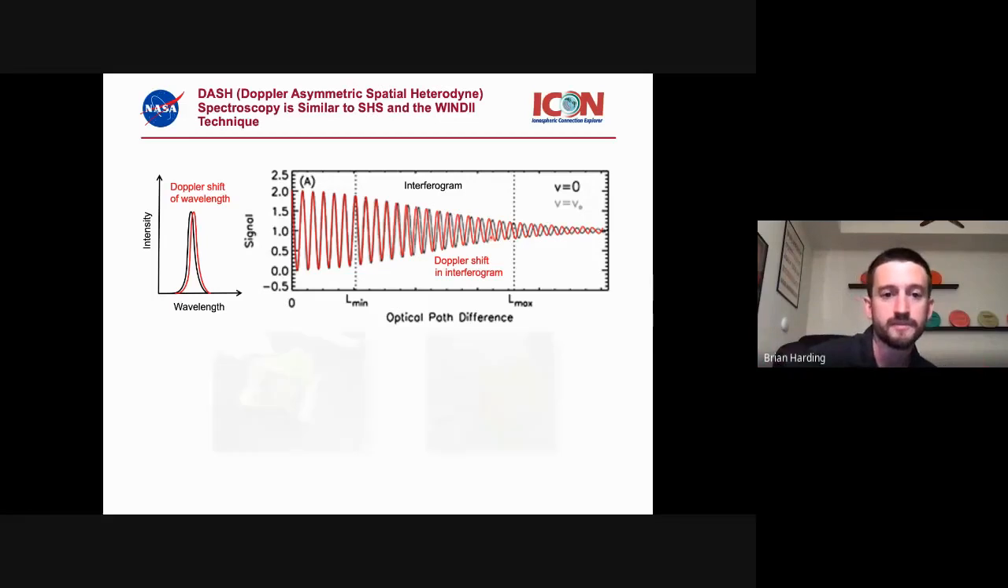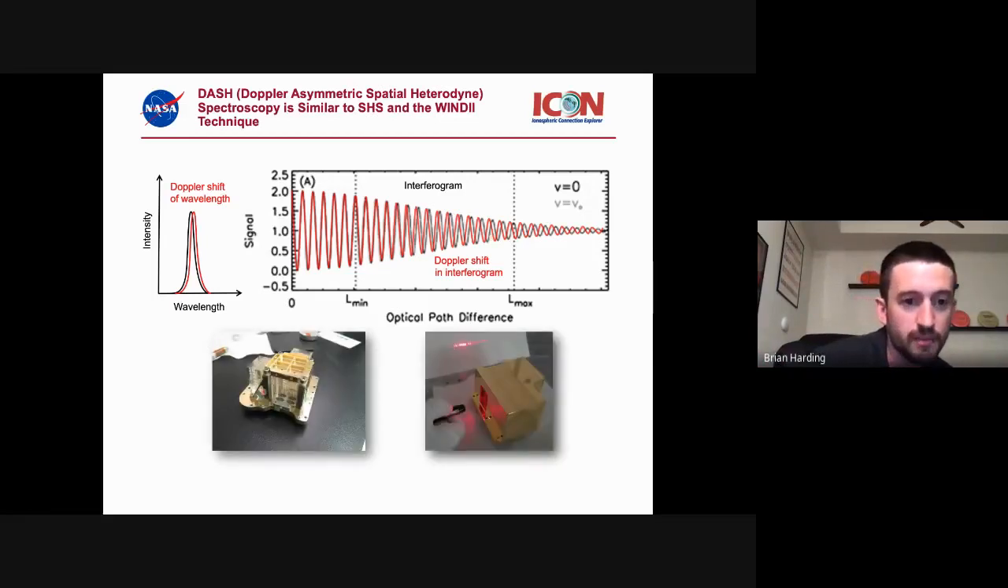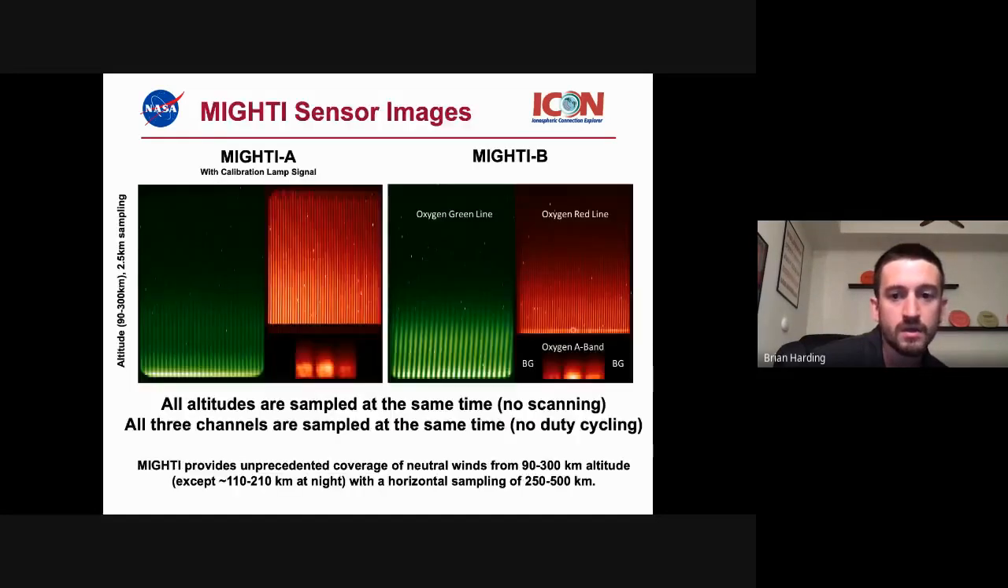Here's a picture of the interferometer, which is the heart of the MIGHTY instrument, and just to show that when you shine a laser pointer through a delta function in wavelength, you get the fringe pattern here at the output. So this is actual data in false color, but it is actual data. MIGHTY A is on the left, MIGHTY B is on the right.